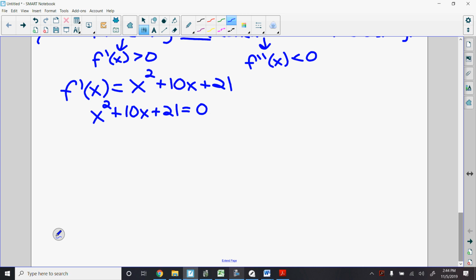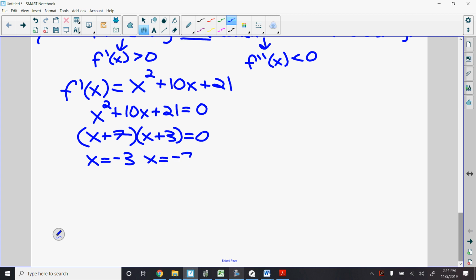I'm going to use the RS method. What two numbers multiply to 21 but also add to 10? That would be 7 and 3. That gives me solutions of -3 and -7. Okay. So those are the places where f prime is 0, right? Those are my critical points.